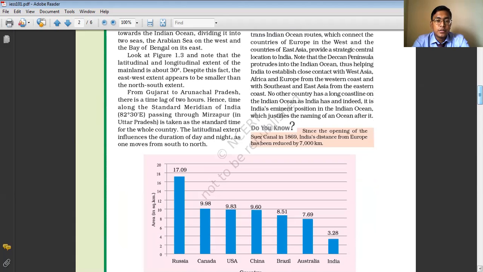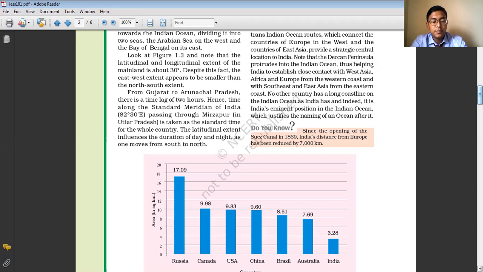So now the latitudinal difference. There is a 30° difference in the latitude. Latitudinal difference is from 8°4' north to 37°6' north. So in our country, there's a variation in the duration of day and night as we move from the south towards the north. When we are in the extreme southern part, that is in Kanyakumari, at that time the duration between the day and night is almost equal. Or when we are in Andaman and Nicobar Island, the duration between day and night is almost equal.